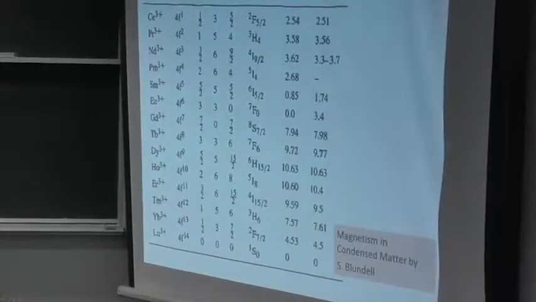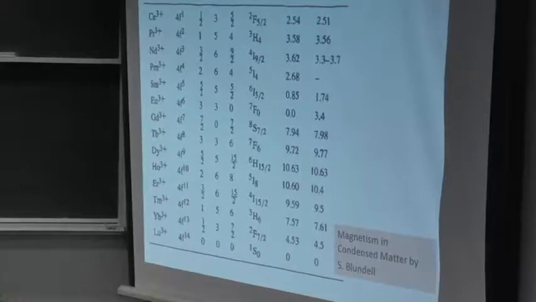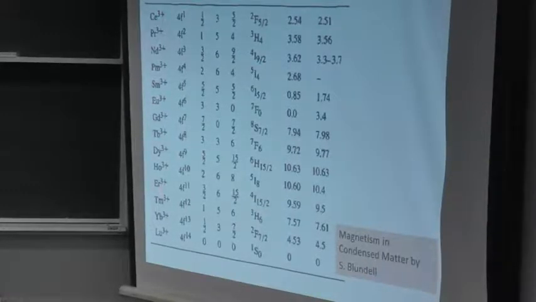Now if you look here, this is a list of most of the 4f group ions. All of them are trivalent. This is the electronic configuration.